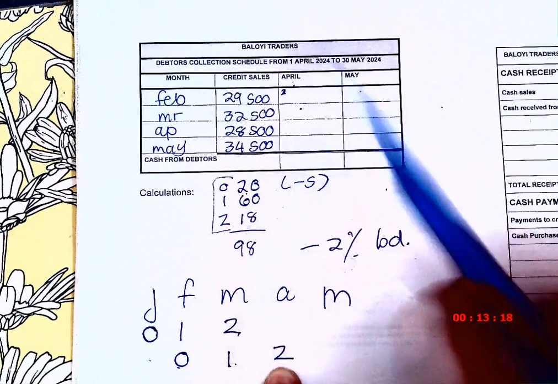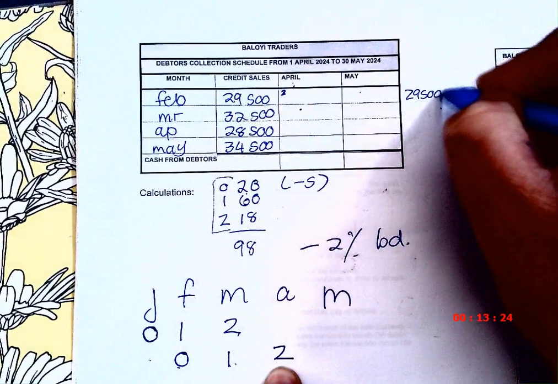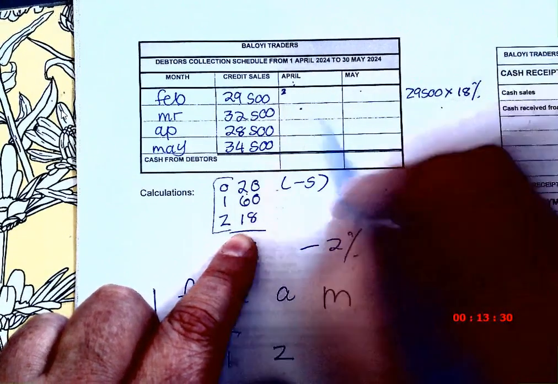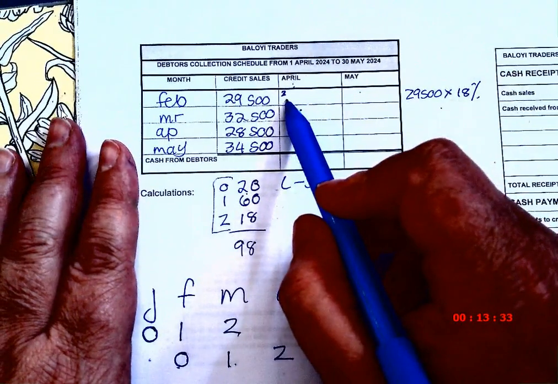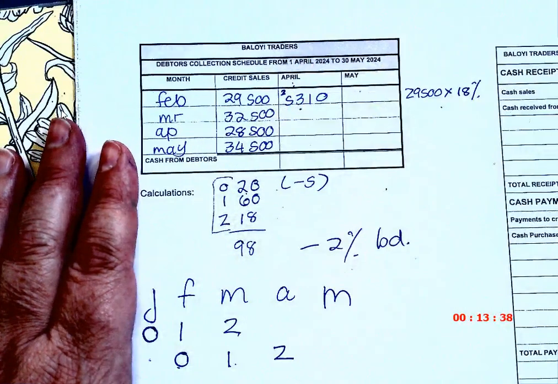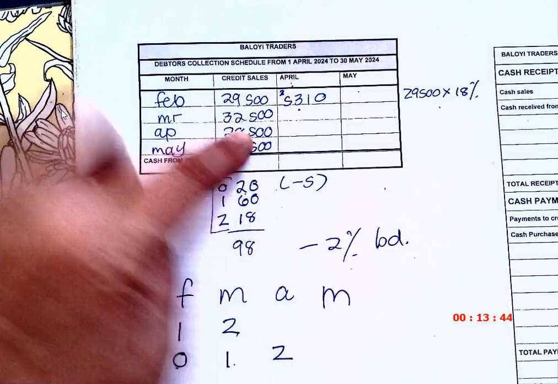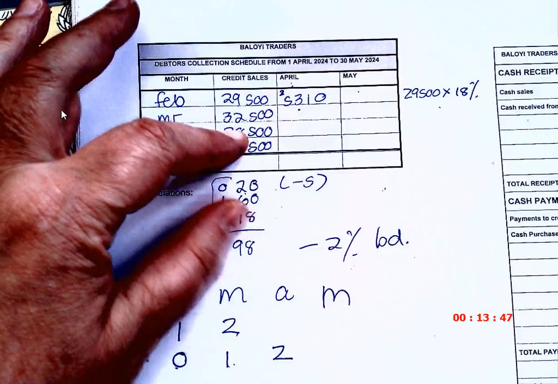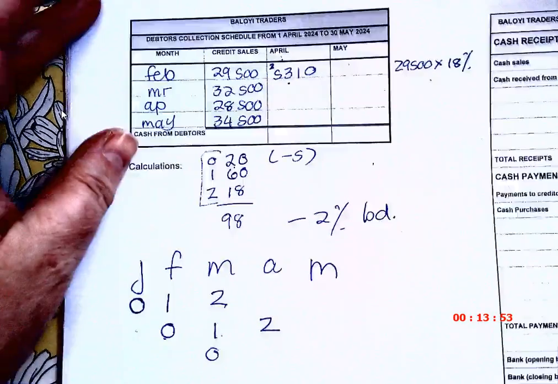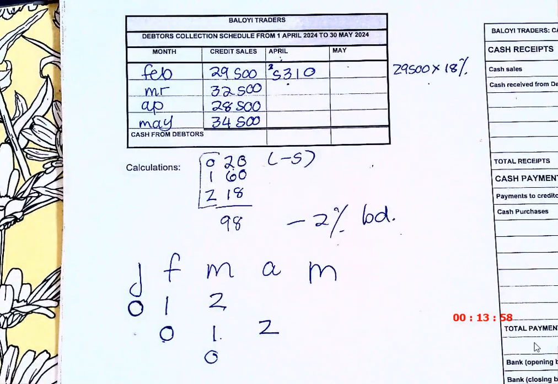April. So I'm going to say 29,500 times 18% gives me how much I think I'm going to receive in April. Okay. Can you see it's not the full credit sales? Now let's look at March. I think you guys are starting to get the point. So March is now 0. Why? Because in March the transaction happened. Okay, we'll continue tomorrow.